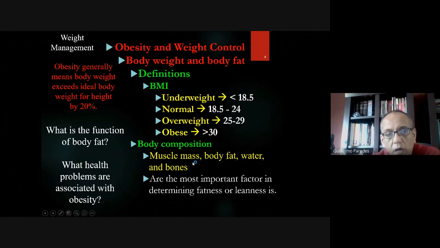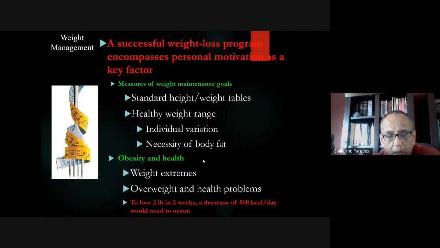So BMI definitions, body composition: muscle mass, body water, and bones. Basically, your weight is composed of all the fluid. Remember, your fluid is about 60% of your body weight. Okay, so to lose 2 pounds in 2 weeks, a decrease of 500 kilocalories per day needs to occur. That is the recommendation.